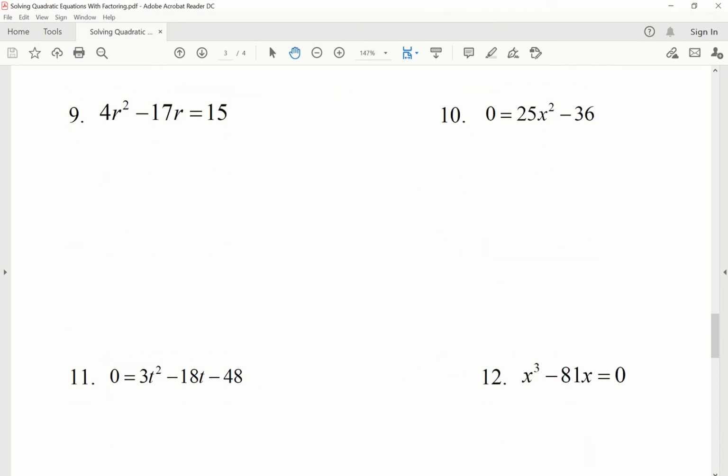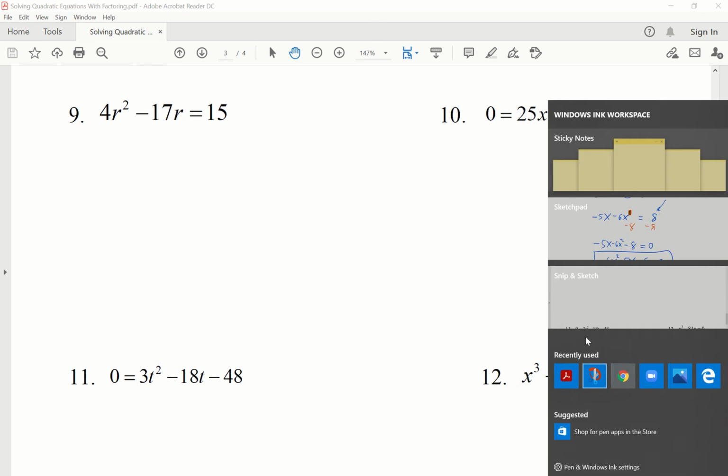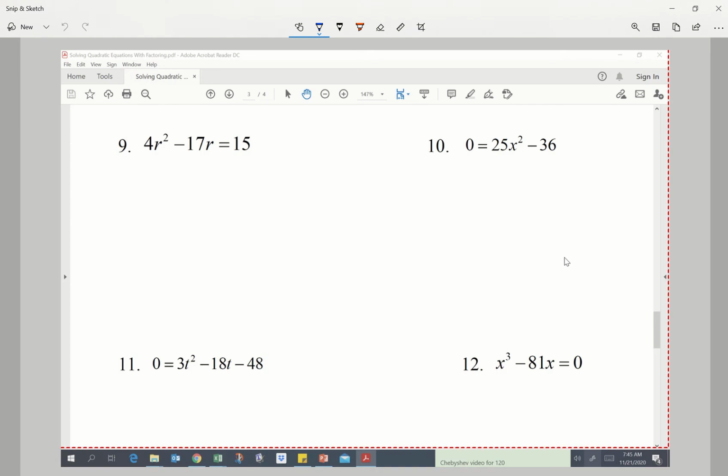Let's take a look at number 9. Here we're asked to solve 4r squared minus 17r equals 15. When we look at this, again, it's going to be a quadratic equation because of that second power term for r. That's the highest power, so that makes it a quadratic. Be a little bit careful, though, because when we're starting off with example number 9, this is not in standard form. And the reason why it's not in standard form is we don't have one side equal to 0.